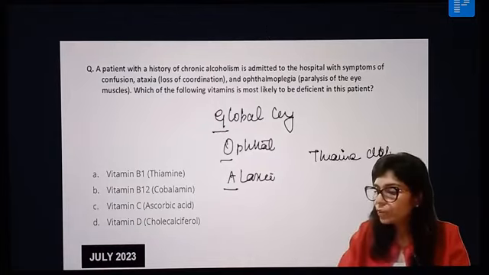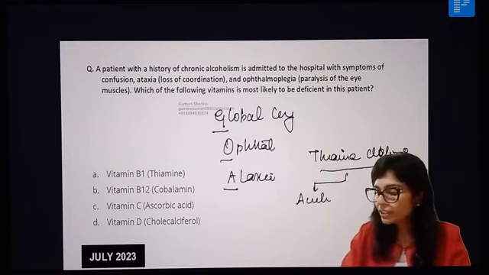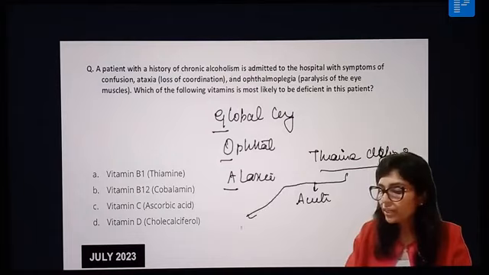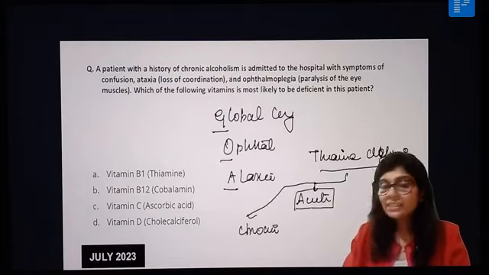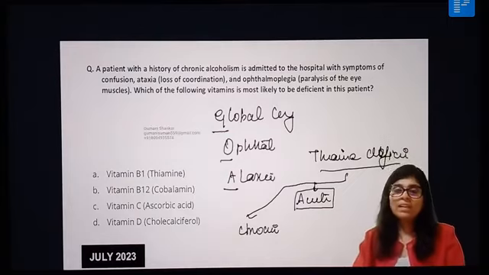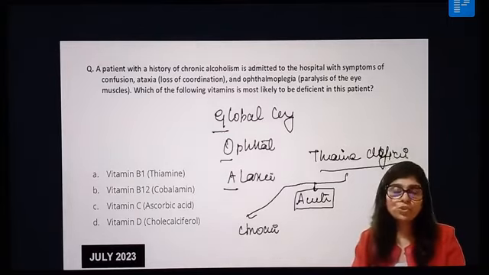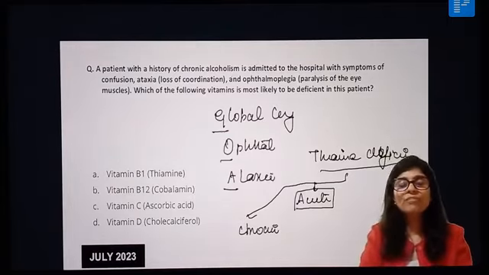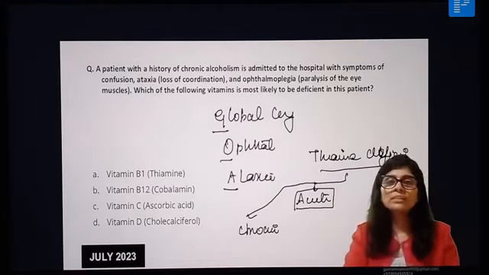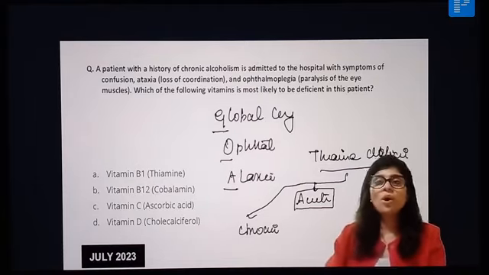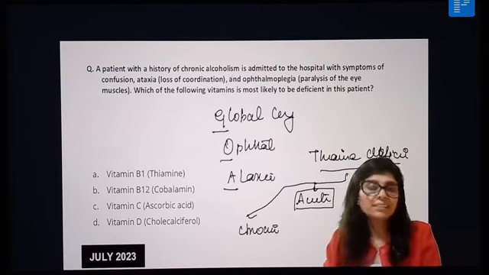So whenever you learn about thiamine deficiency, please remember it can present as acute thiamine deficiency or as chronic thiamine deficiency. Acute thiamine deficiency is Wernicke's encephalopathy, and the mnemonic that you can use to remember manifestations of Wernicke's encephalopathy is GOVA. So tell me, what does GOVA stand for? Global confusion, ophthalmoplegia and ataxia.